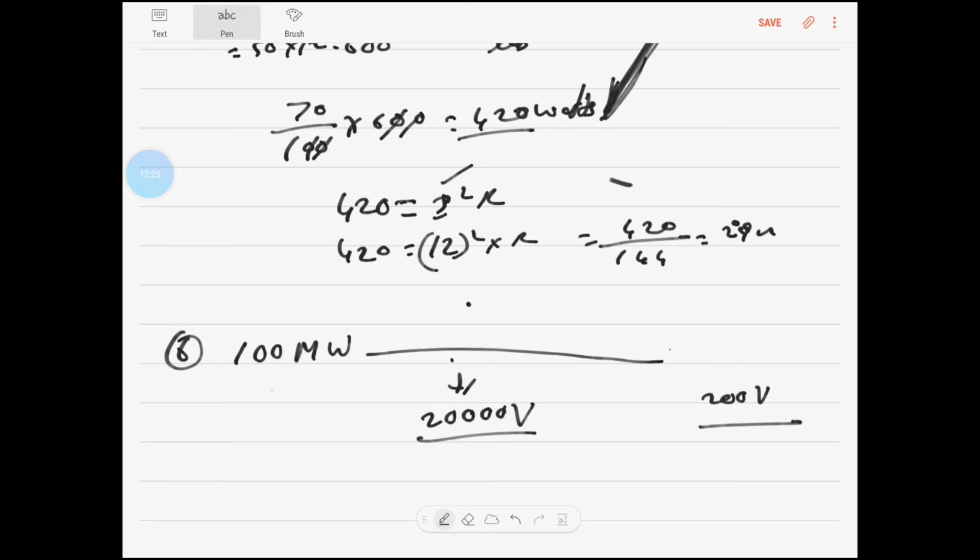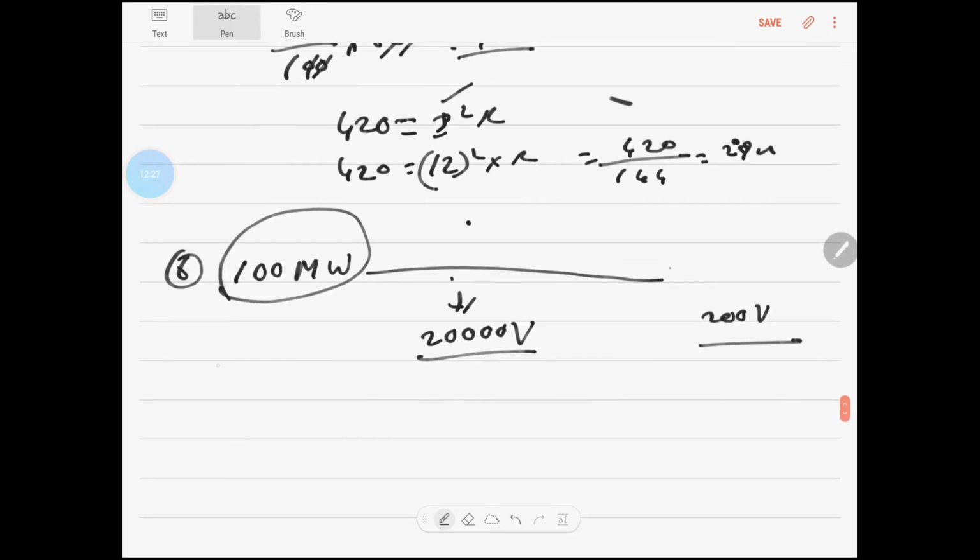An electric power station is 100 megawatt, which is 100 into 10 to the power 6 watt. That is the power supplied through a thin long wire, and one has got 20,000 volts. Two modes of transmission would result in lesser wastage: one mode involves 20,000 volts, another involves 200 volts. So you know P is equal to VI.